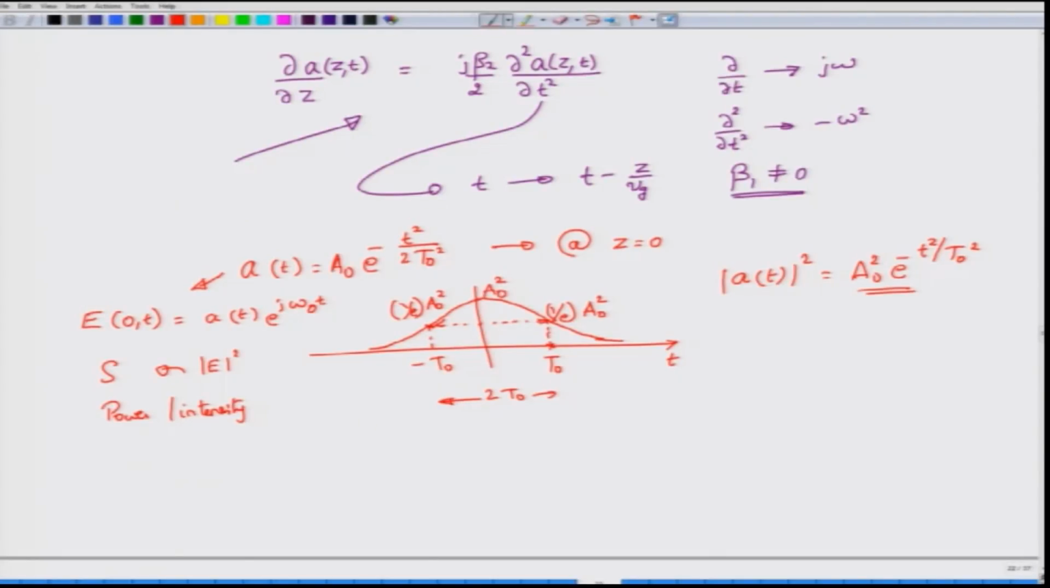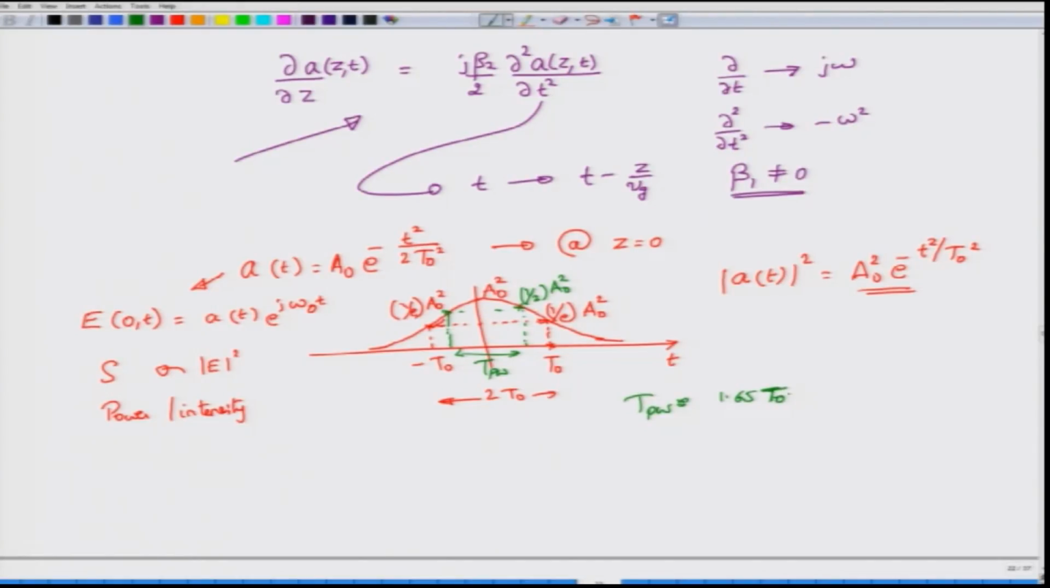Okay. But in general you do not really consider 2 times t naught as the pulse width, because what you are looking for is not 1 by e, but about half times A 0 square. So, the distance between 2 points where the power drops to half the power at the maximum, or half the peak power, is what is called the pulse width, and this pulse width, which I will write as TPW, will be approximately equal to 1.65 times T0.